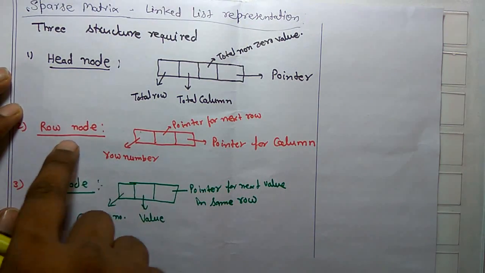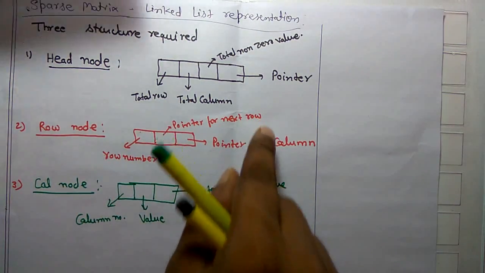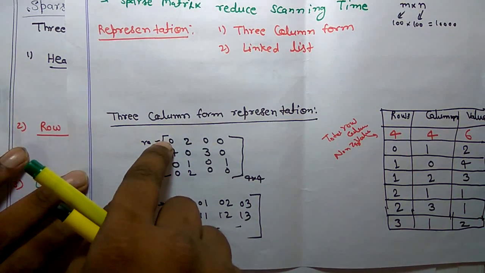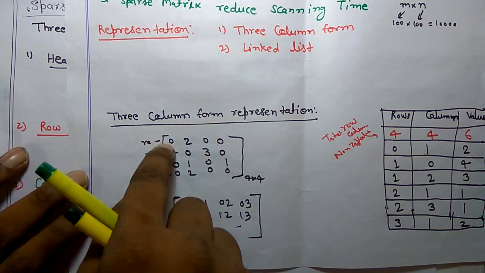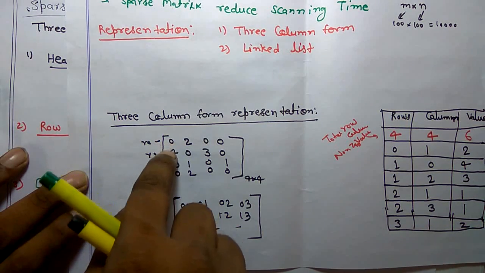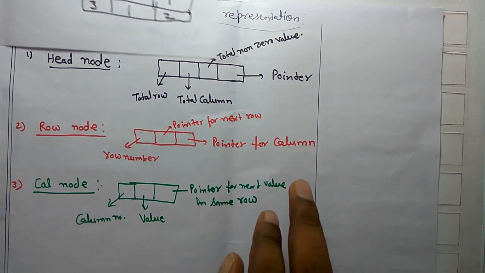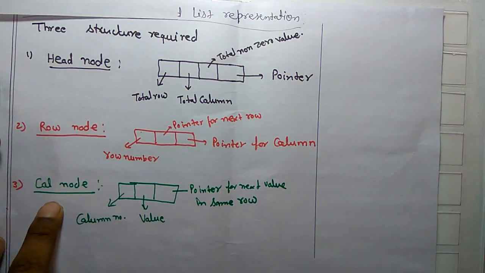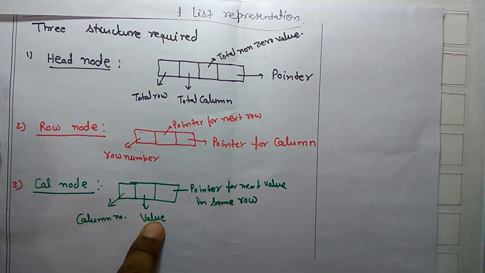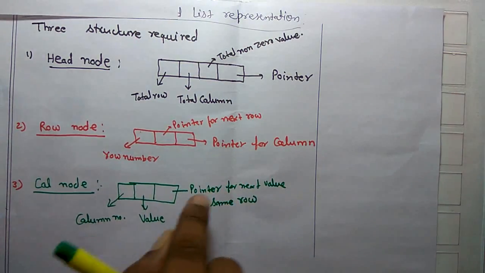Next is the row node. The row node has the row number first, then a pointer for the next row. Because in any matrix, after scanning all the columns, you have to move to the next row, so there is one pointer that will put you on the next row. And third is the column node. In the column node, first is the column number, second the value that exists in that column, and then a next pointer for the next value in the same row.